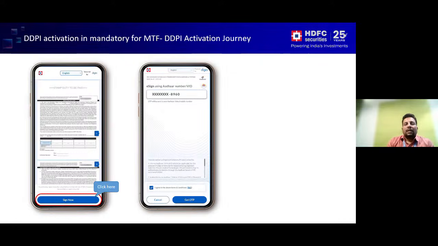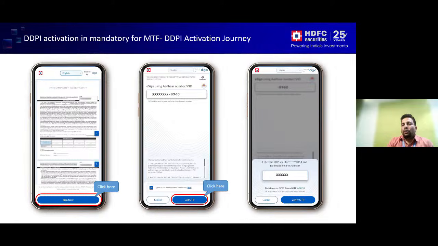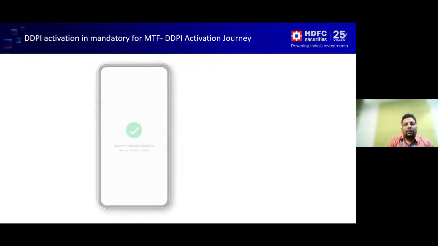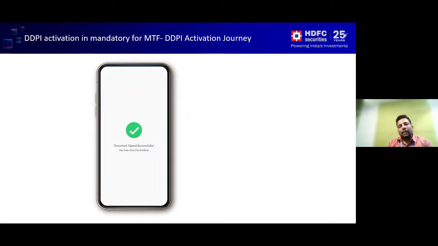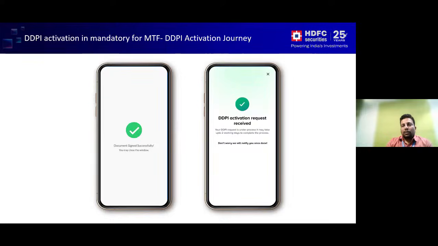This is the process of activating the DDPI through Aadhaar. It is a simple KYC done through Aadhaar link, where your authorization is taken through OTP and it is confirmed that you want to opt for DDPI. Once the OTP is received and you activate, the document is signed, and this is all seamlessly done through an online process only. There is no manual intervention. It is a seamless process where your DDPI gets activated.